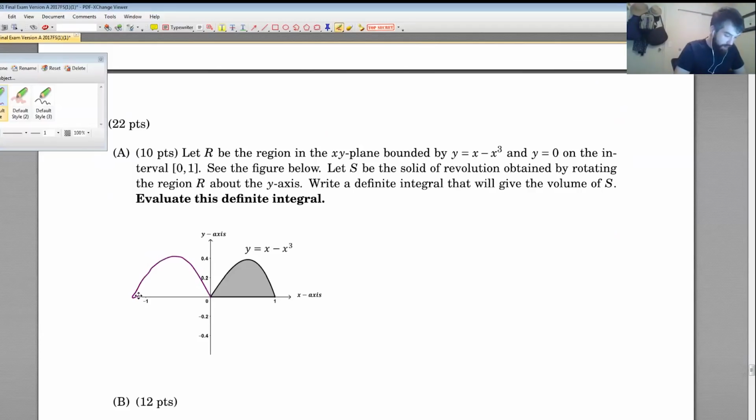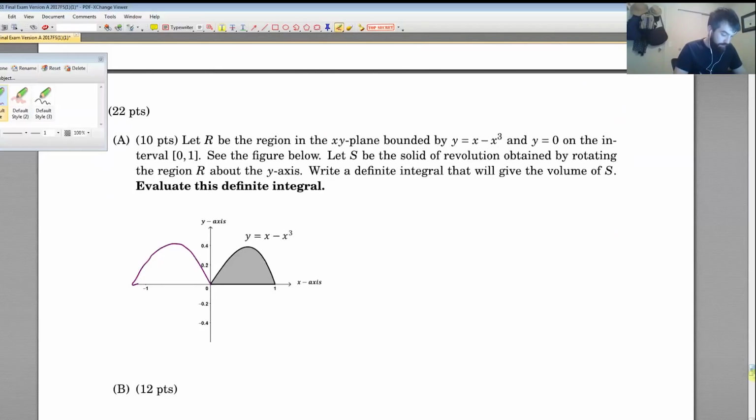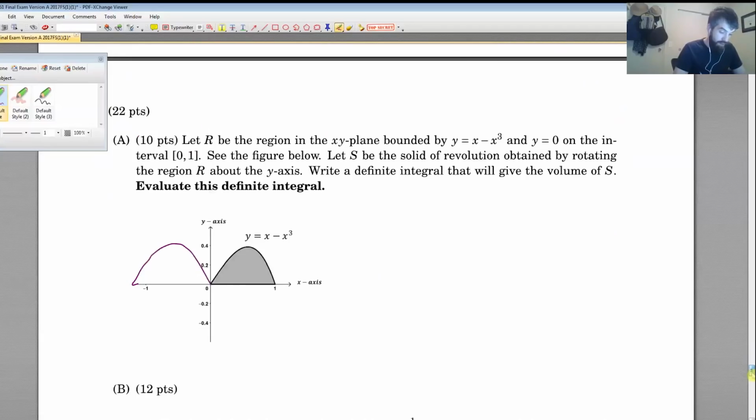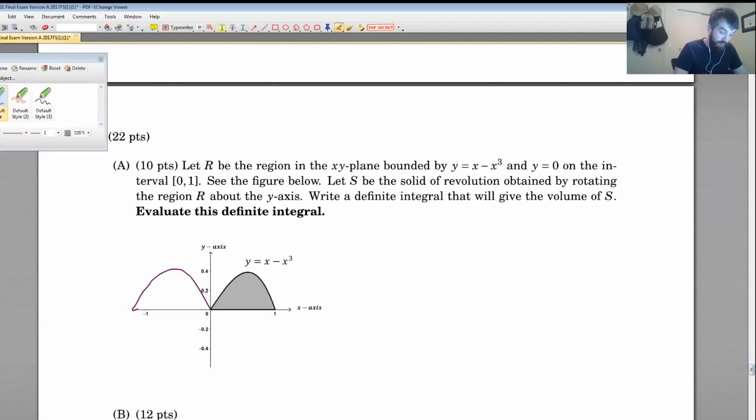And about the y-axis here. Okay. And what are we doing? Oh, I see. In A, all we're doing is write a definite integral that will give the volume of S. So here's the thing. We have to figure out whether we're doing an integral with respect to x or with respect to y, which is sort of the same thing as asking, are we going to be doing a cylindrical shell method or whether we're going to do a disk washer method.